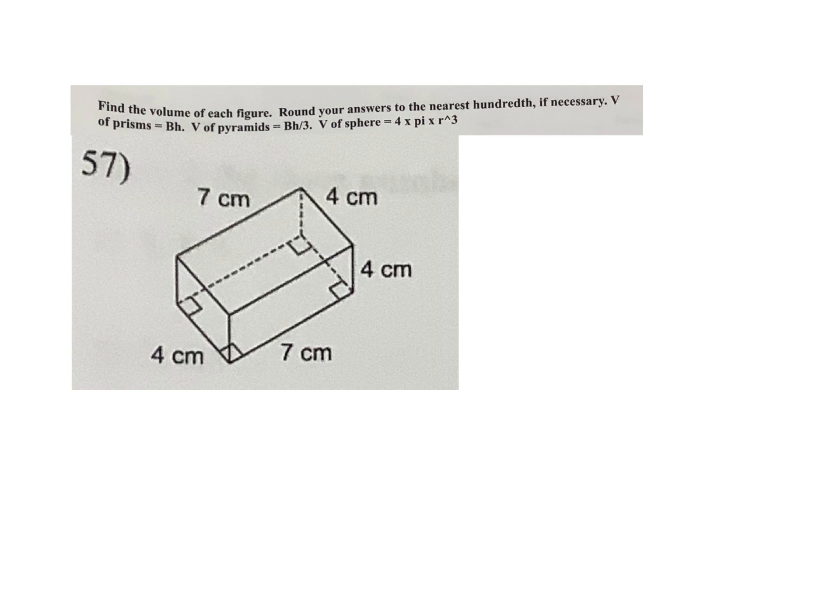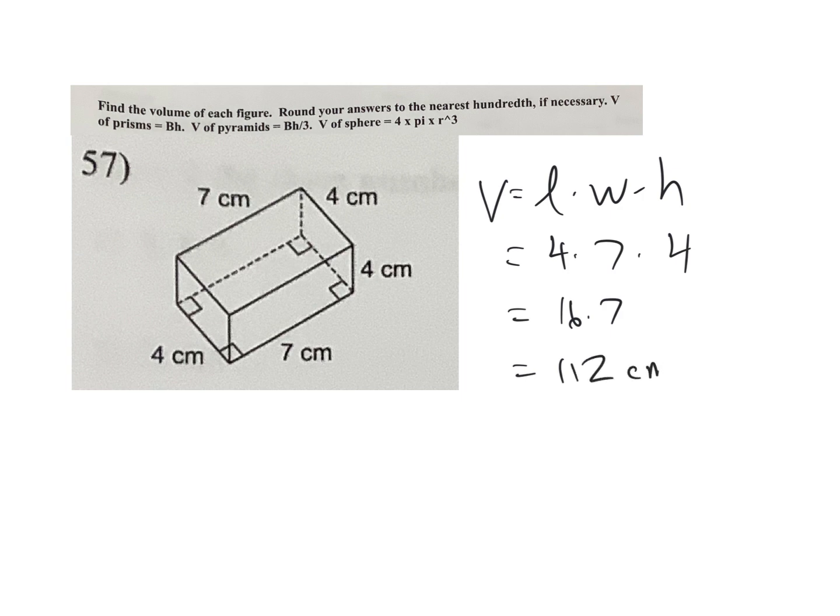All right. Find the volume of each figure. This is a box. So the volume of a box is just length times width times height. So 4 times 7 times 4. Okay. No matter how you do it. So 16 times 7, that's 70 and 42, which is 112 cubic centimeters.